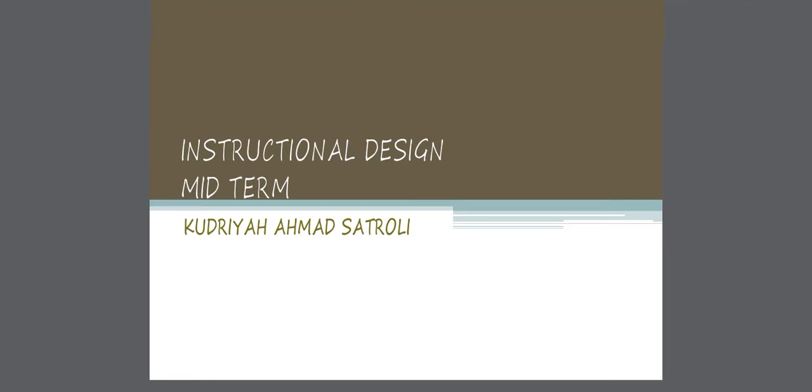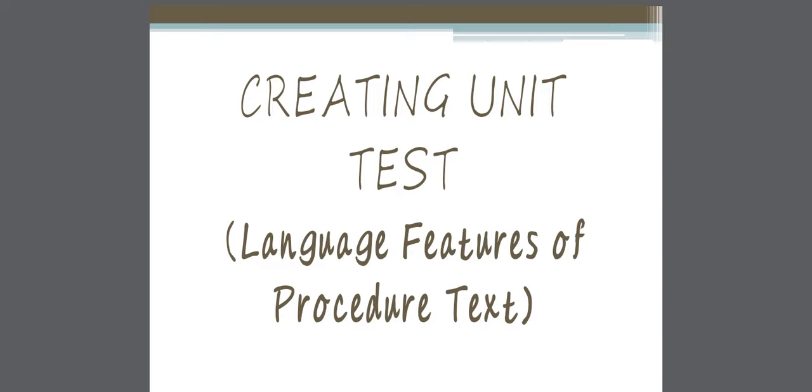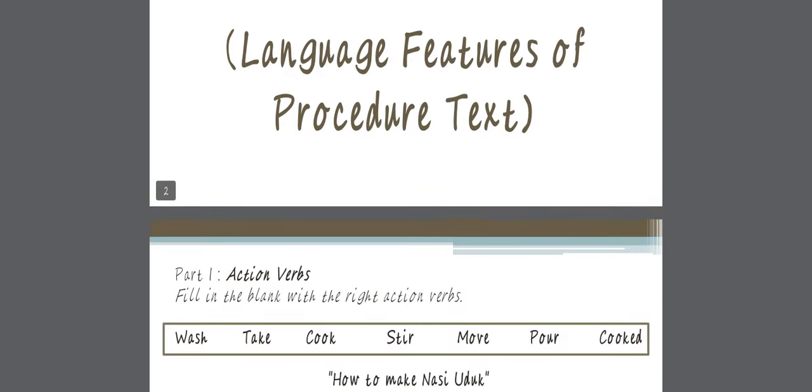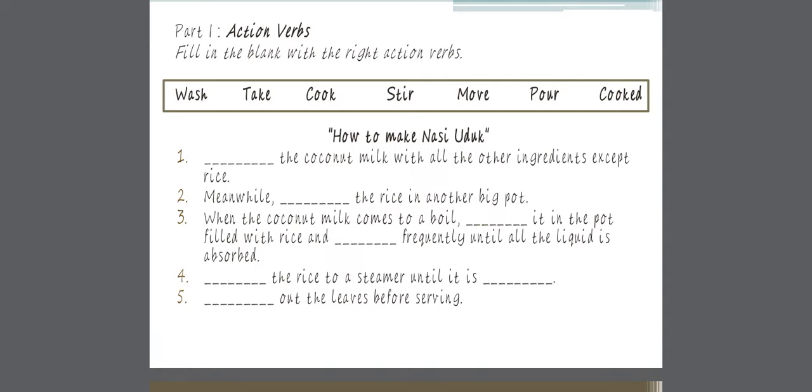First is about my unit test, and the topic is language features of procedure text. So let's move into part one of the unit test. Part one is about action verbs that are used in a procedure text. Action verbs are such as take, cook, pour, and others.